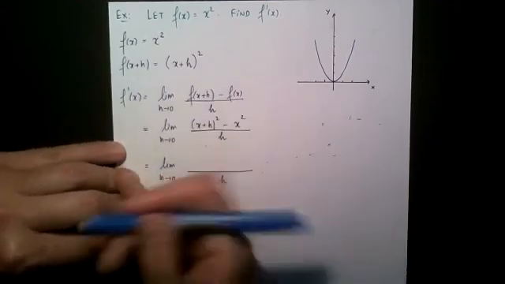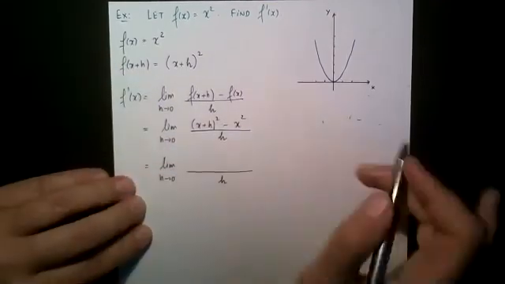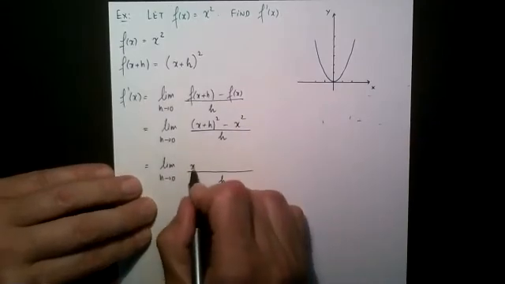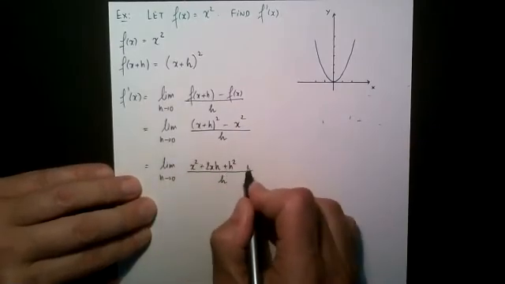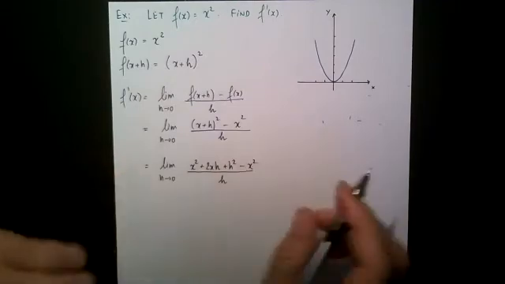Exactly. Okay, I'll take back my black pen. So this is x squared plus 2xh plus h squared, and then minus x squared. Now that's better.